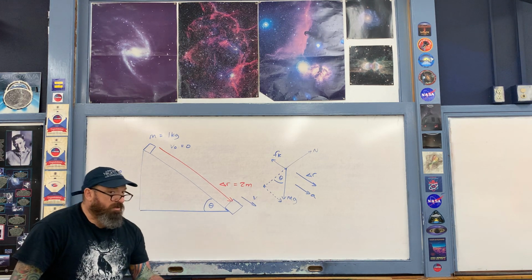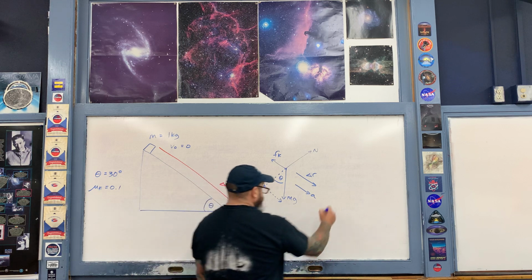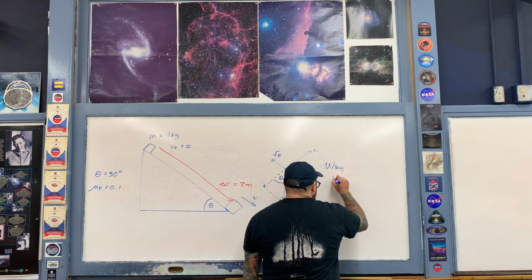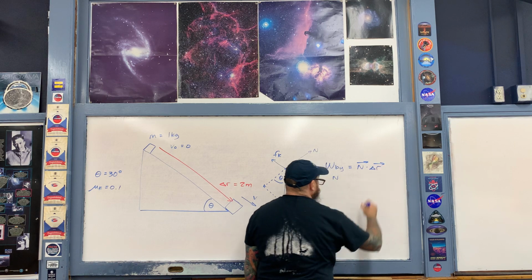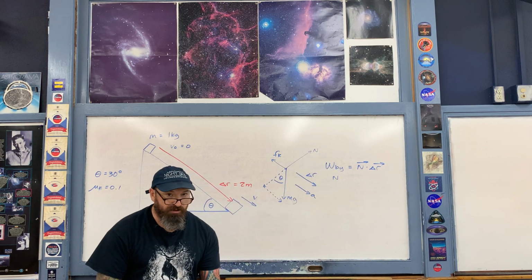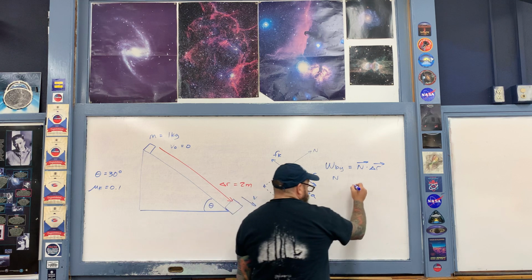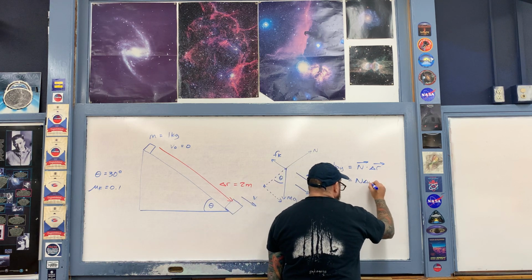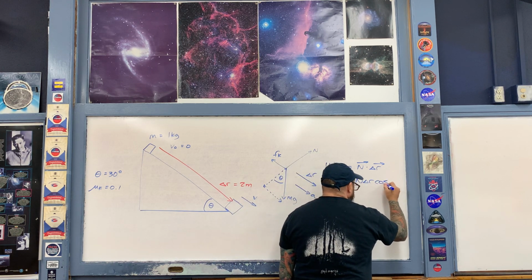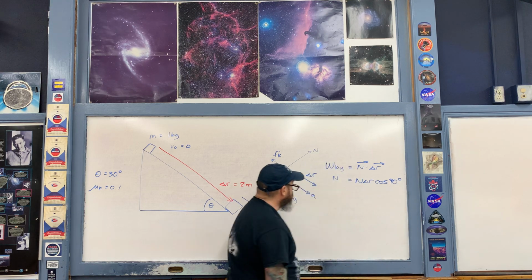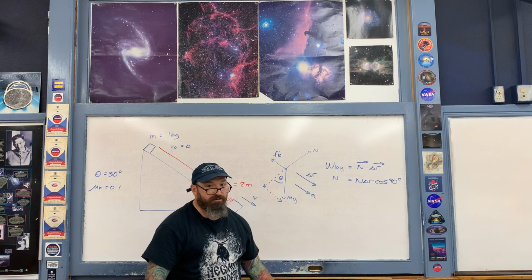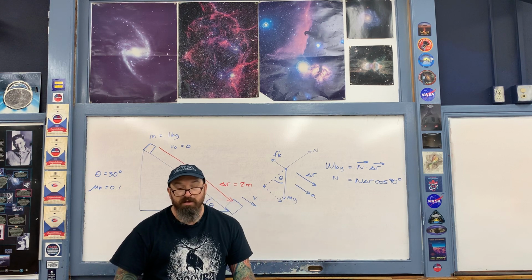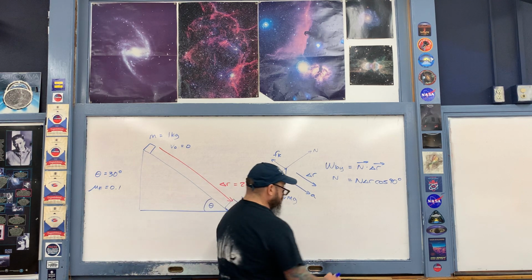So let's take a look at the work done by the normal force. The work done by the normal force is the dot product between the normal force vector and the displacement vector, and then we just use the definition of the dot product. So we take the magnitude of the first vector times the magnitude of the second, and then multiply by the cosine of the angle between the two vectors. Notice that the normal force is still at a 90-degree angle with respect to the displacement delta r. Cosine of 90 degrees is equal to 0.